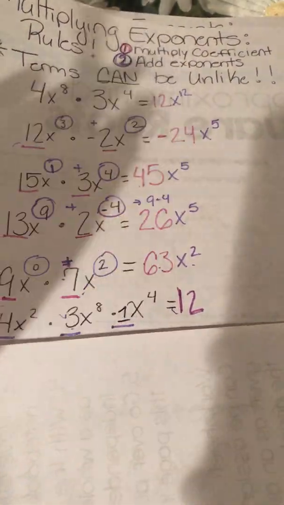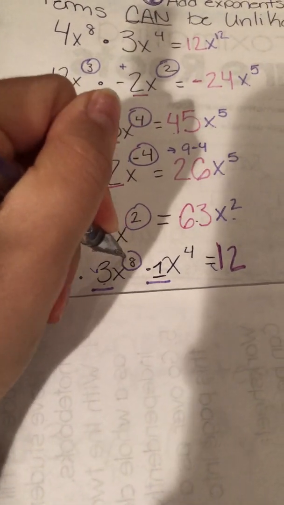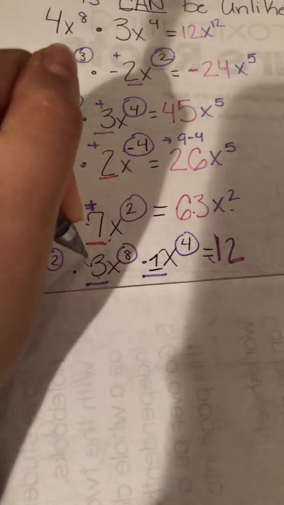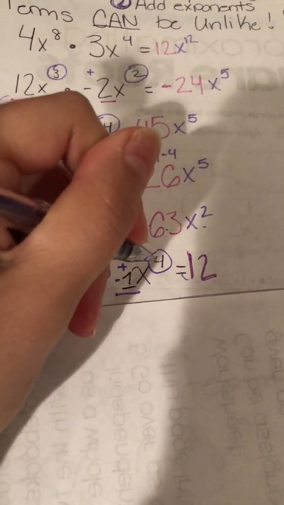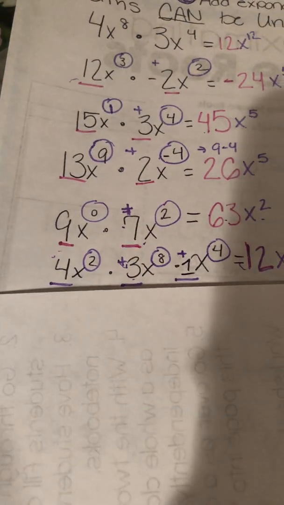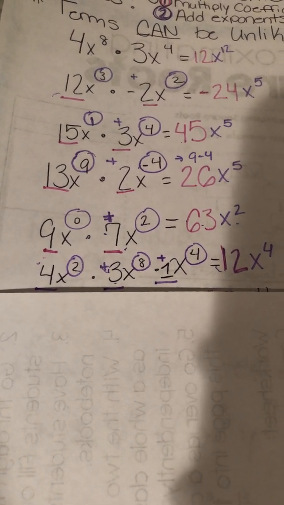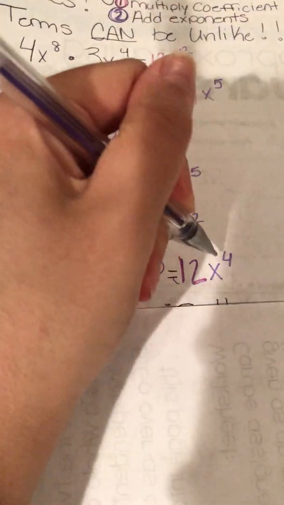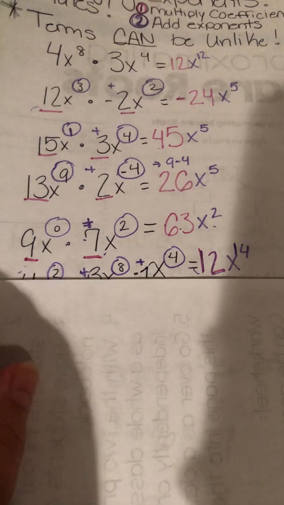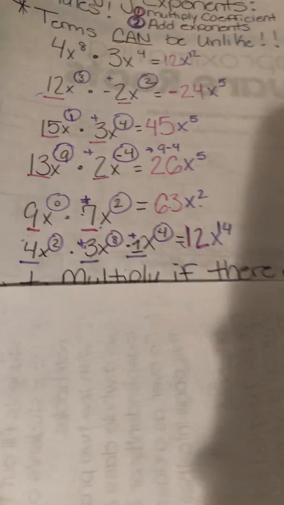My second step is to add the exponents. I have 2 and 8 and 4. 2 plus 8 is 10. 10 plus 4 is 14. So my answer to 4x squared times 3x to the 8th times 1x to the 4th would be 12x to the 14th. 2 plus 8 is 10, plus 4 is 14.